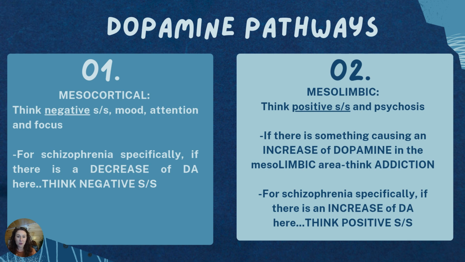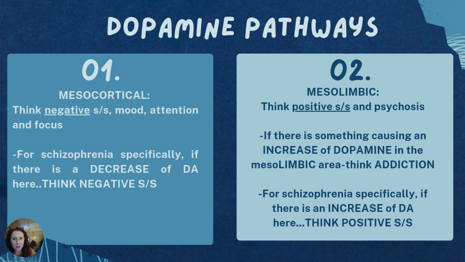So for schizophrenia specifically, if there is a decrease in dopamine here, we're going to think of those negative symptoms. Because remember, if we had too much dopamine, we'd get the positive symptoms, delusions, hallucinations, all of that. So you're going to think the exact opposite here. Mesocortical, decrease of dopamine, we're going to have negative symptoms in schizophrenia. All right, next part here.